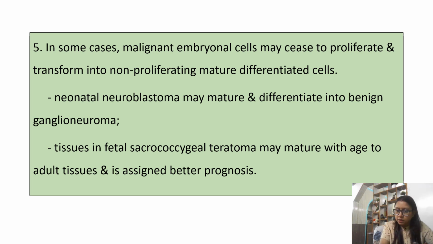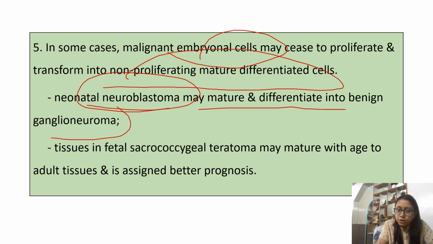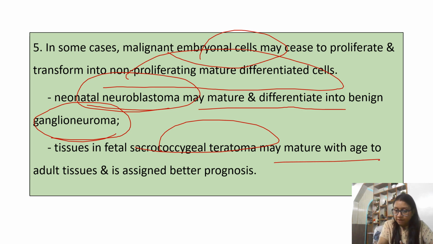Then coming to the fifth point, in some cases these malignant embryonal cells may cease to proliferate, so they stop right there, and they transform into non-proliferating mature differentiated cells. So some tumors have mature differentiated forms also, like your neonatal neuroblastoma, which may mature and differentiate into benign ganglioneuroma. So this is the shifting of undifferentiated cells into differentiated cells. Now, tissue in the fetal sacrococcygeal teratoma sometimes may mature with age to adult tissue and they have better prognosis when we come to its consequences.